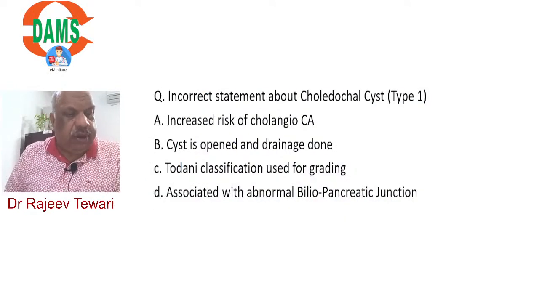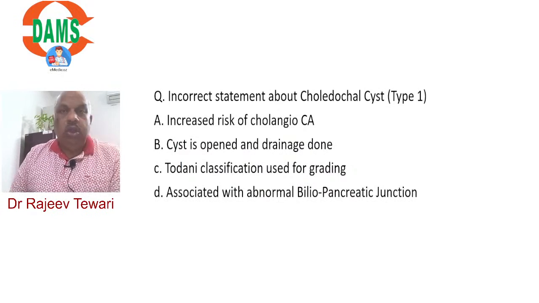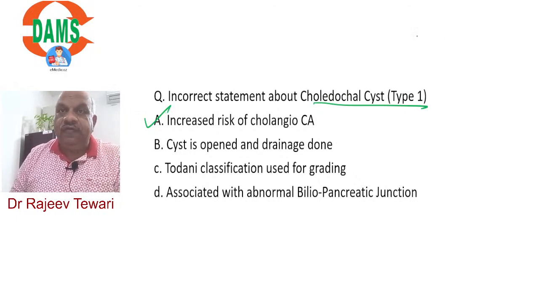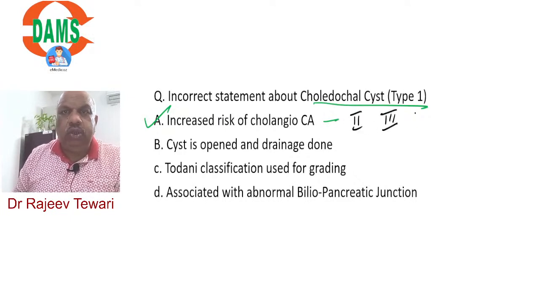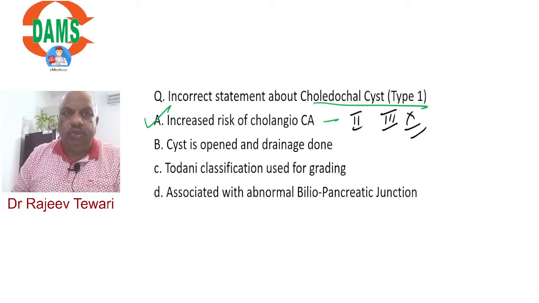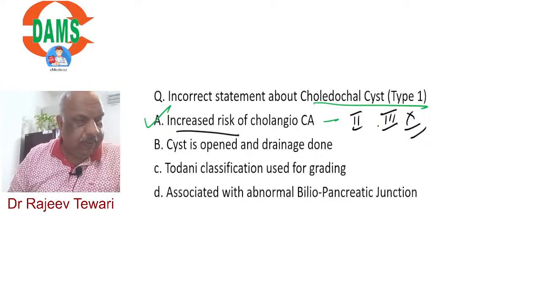Incorrect statement about choledochal cyst. Choledochal cyst increases risk of cholangiocarcinoma. This is absolutely correct. There are 5 types. I'll tell you something which probably has not been taught to you. Type 2 and type 3 do not have cancer risk. Only 1, 4, 5 have. And 1 is the most common type. So this is a correct statement. But 2 and 3 do not have cancer risk.